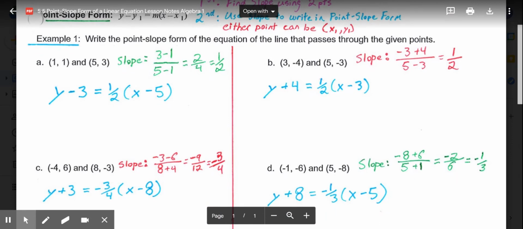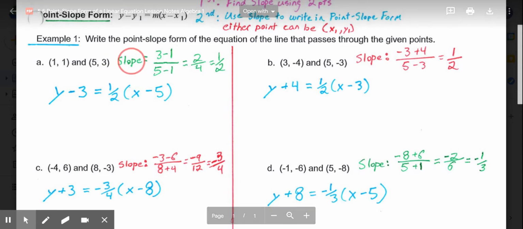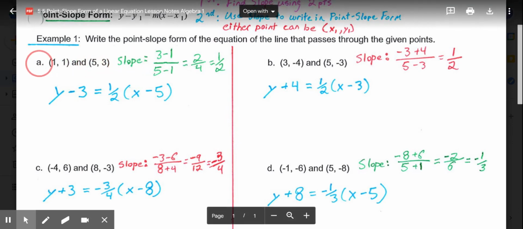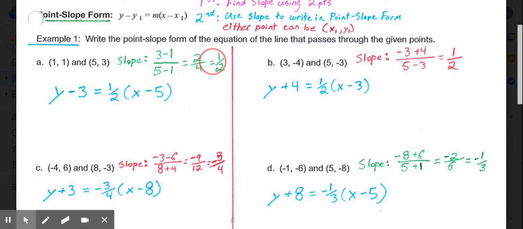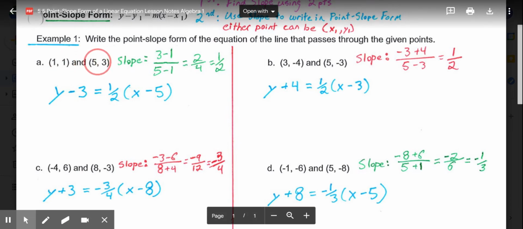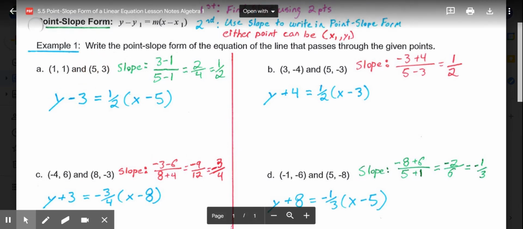So if we are given 2 points that a line goes through, to write our point slope form equation, we first find the slope. So change in y over change in x. So looking at these 2 numbers, on top are y values, 3 and 1. On bottom are x, 5 and 1. So 3 minus 1 over 5 minus 1 is 2/4, which is the same as 1/2. So I know m is 1/2. Then I can select either point, the 1, 1, or the 5, 3, for my final equation. I'm going to use the 5, 3.